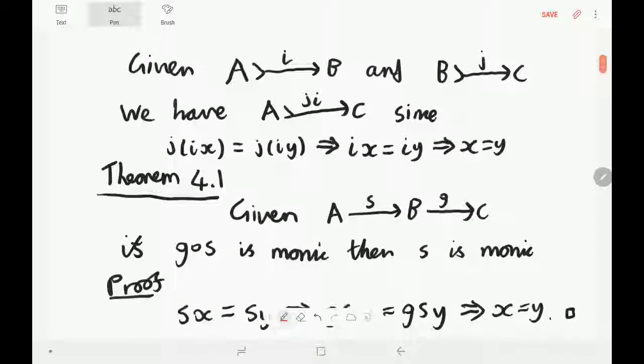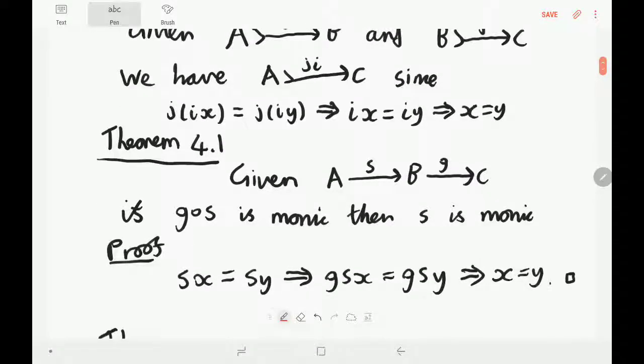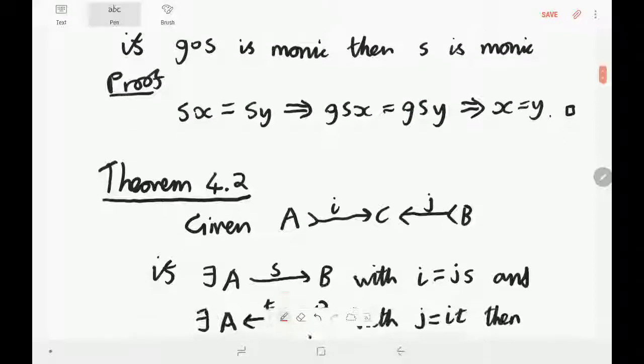Another result about composition and monics is that if we have an S from A to B and a G from B to C, and we have that G after S is monic, then that implies S is monic. We can see this since SX equals SY implies GSX equals GSY implies X equals Y. Okay.